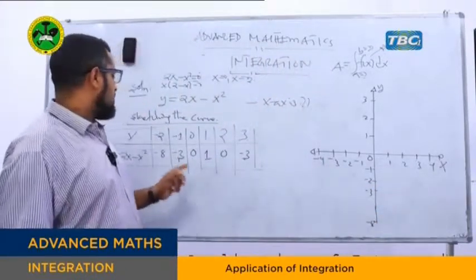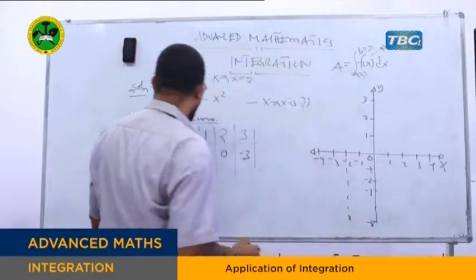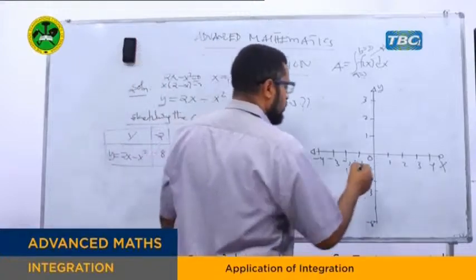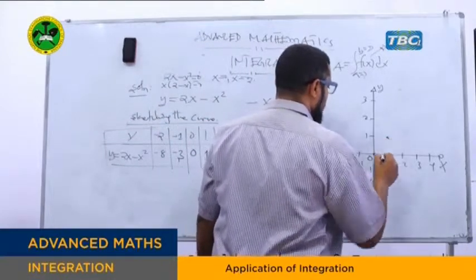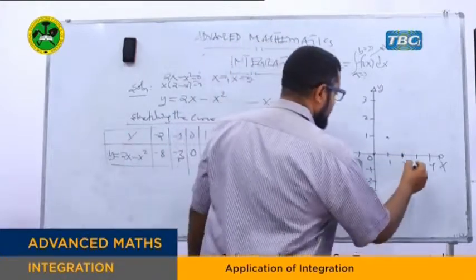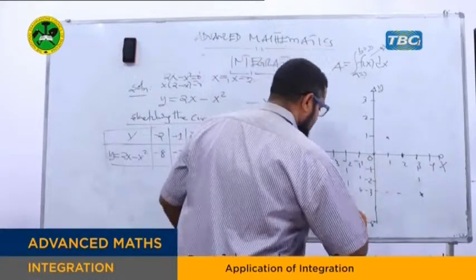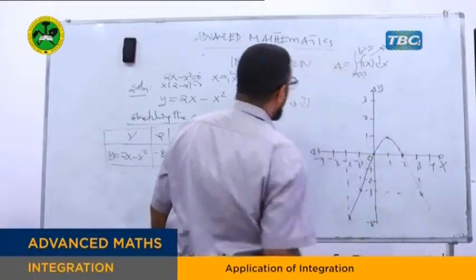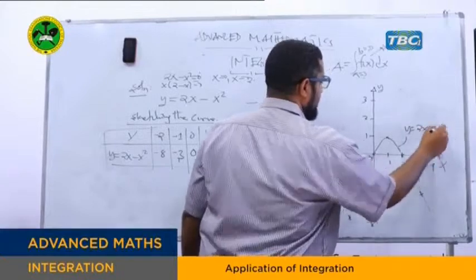Now, plot the points. When x equal to negative 2, we have negative 8, so negative 8 somewhere there. When x equal to negative 1, we have negative 3. When x equal to 0, we have 0. When x equal to 1, we have 1. When x equal to 2, we have 0. And when x equal to 3, we have negative 3. Thereafter, joining the points, you can see this is the graph of y equal to 2x minus x square.